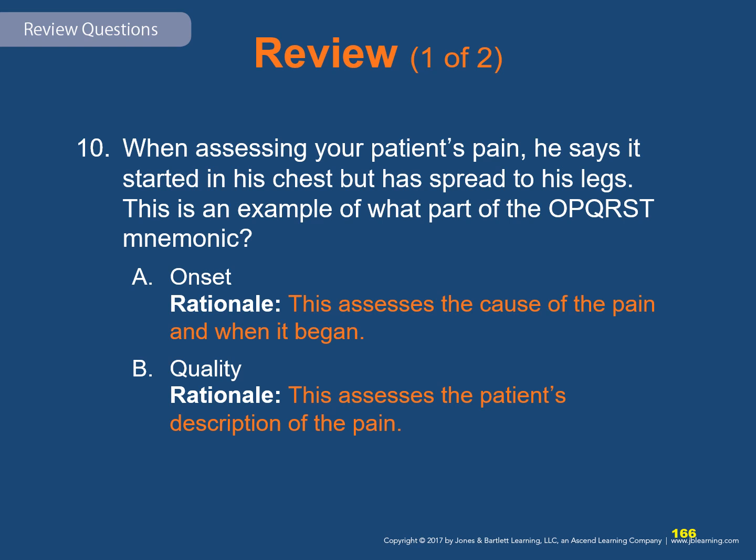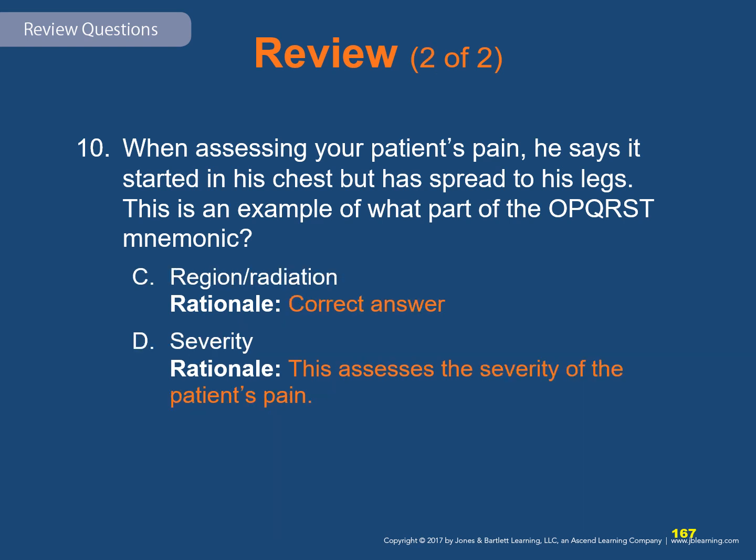When assessing your patient's pain, he says it started in his chest, but it spread to his legs. This is an example of the OPQRST mnemonic. A. Onset. This is the assessment of the cause of the pain and when it began. B is quality, which is the assessment's description. This assesses the patient's description of the pain. So those two are incorrect. C, region or radiation, is the correct answer because it started in one area and it spread. D is severity, and this assesses the severity of the patient's pain, and that's not completely appropriate in this particular example.